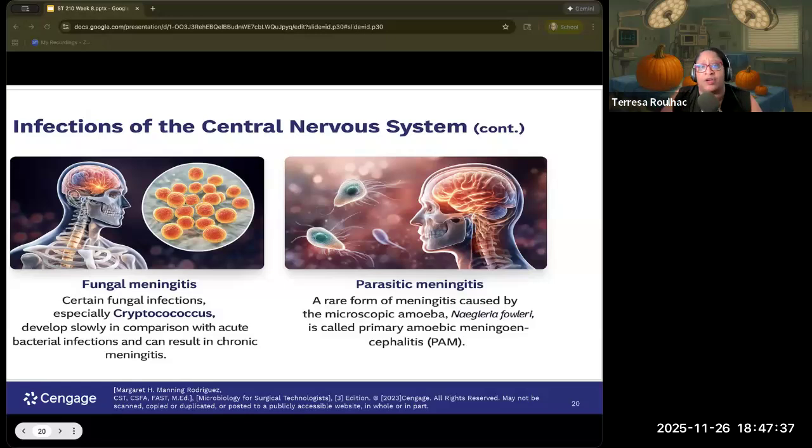So you just want to stay alert. Know that fungal and parasitic meningitis can affect our high risk patients, especially those with immune issues. So you always want to make sure that your surgical irrigation solutions are sterile, which we do anyway. And that's going to help prevent candida related infections from even getting into our patients and even in ourselves. Okay.